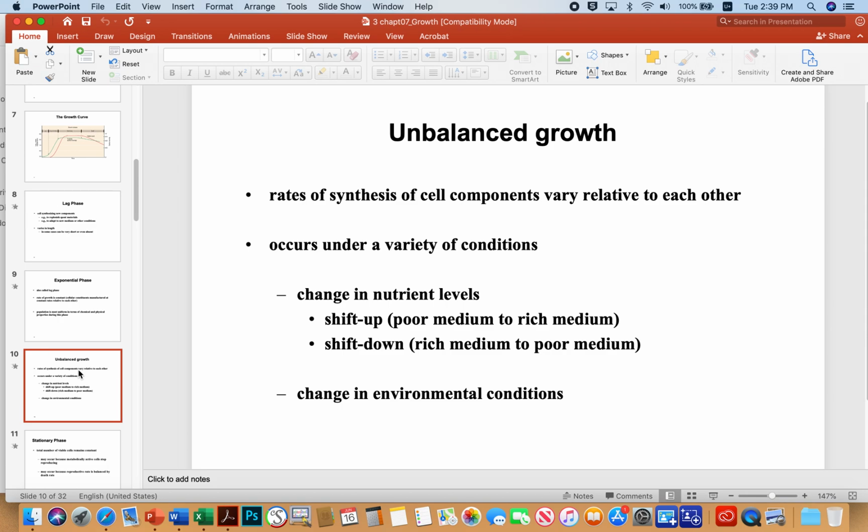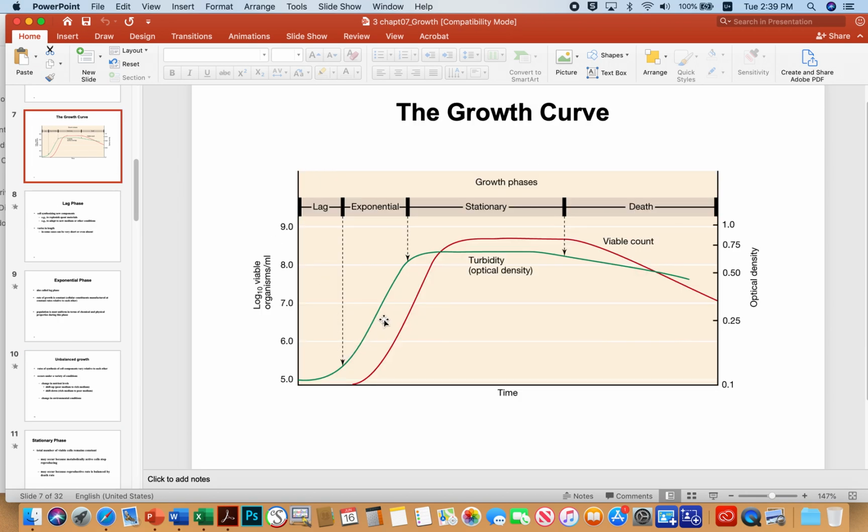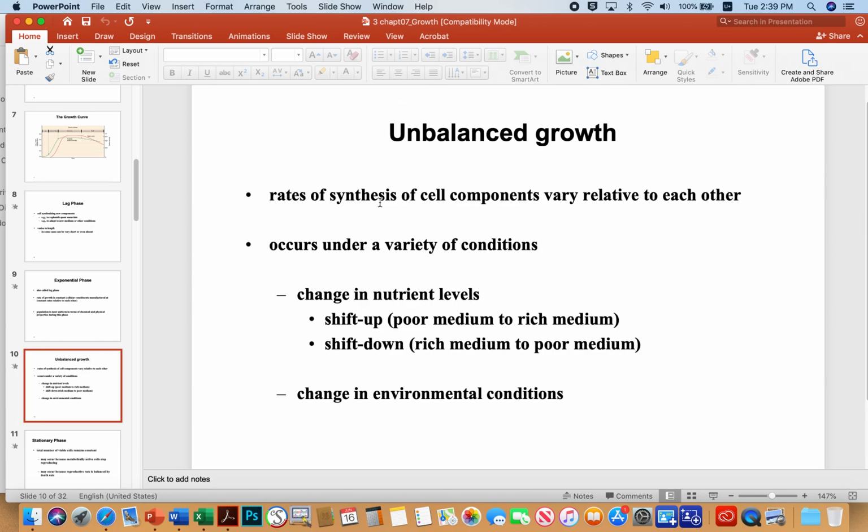So when we see something other than a nice smooth exponential or log phase, that's usually some kind of unbalanced growth. Something happened that changed the situation. There was a change in nutrient content, for example, or a change in some kind of environmental conditions, like the temperature or something, or the amount of shaking in the flask had changed.